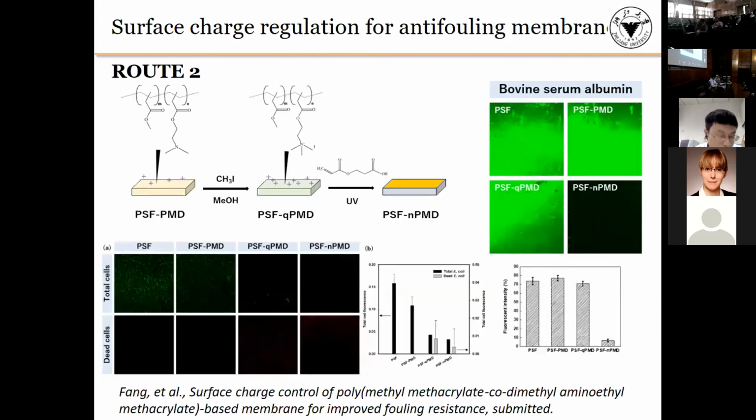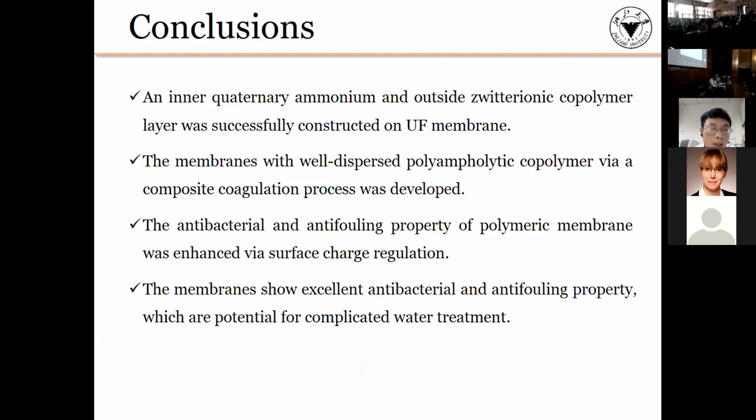So here I also introduce route 2. We have similar strategies, but we use the positively charged surface and the negatively charged monomer on the membrane. Actually, we can also get very low protein adsorption and a very high bacterial killing rate. Here are the conclusions.